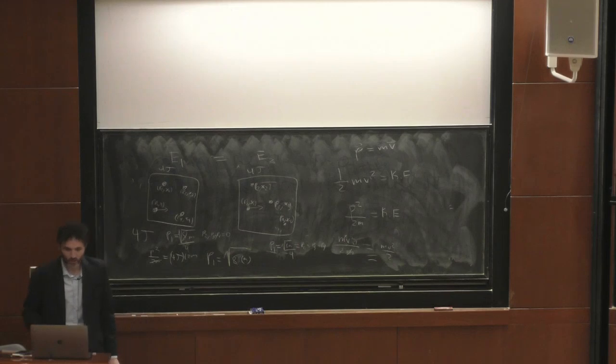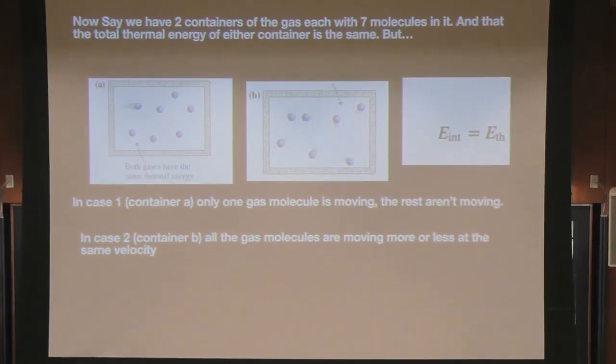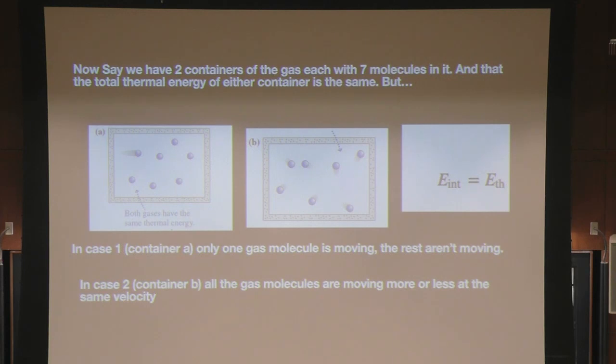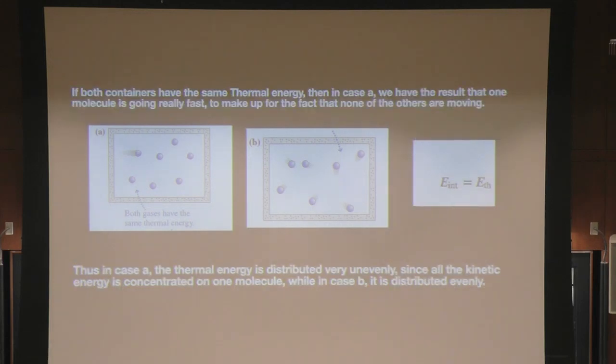Okay? So we characterize, in this case, they use 7 molecules. And they do the same idea. In case 1, only one gas molecule is moving, the rest aren't moving. And in case 2, all the gas molecules are moving more or less at the same velocity. And the same velocity means same momentum, because we assume that all the masses are the same. Yes, question?